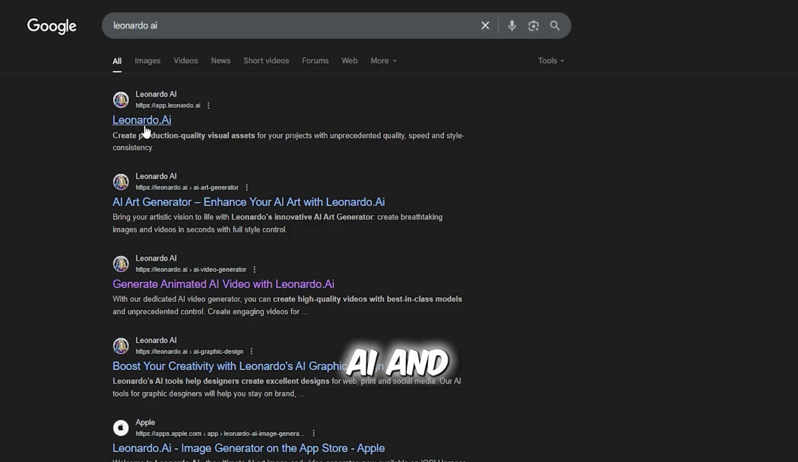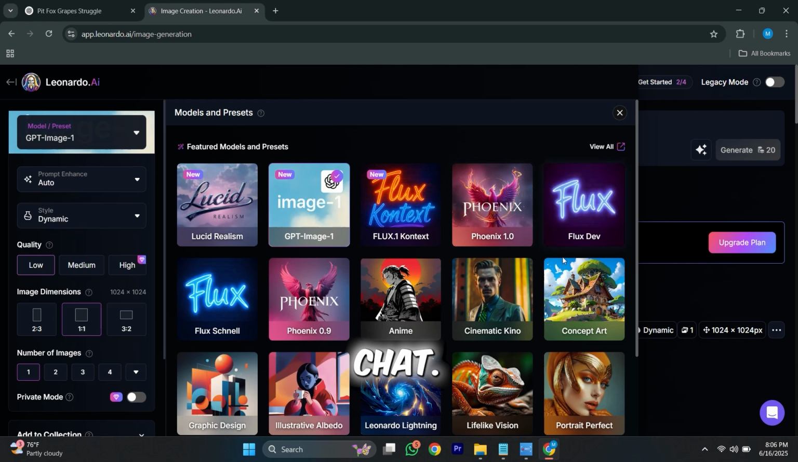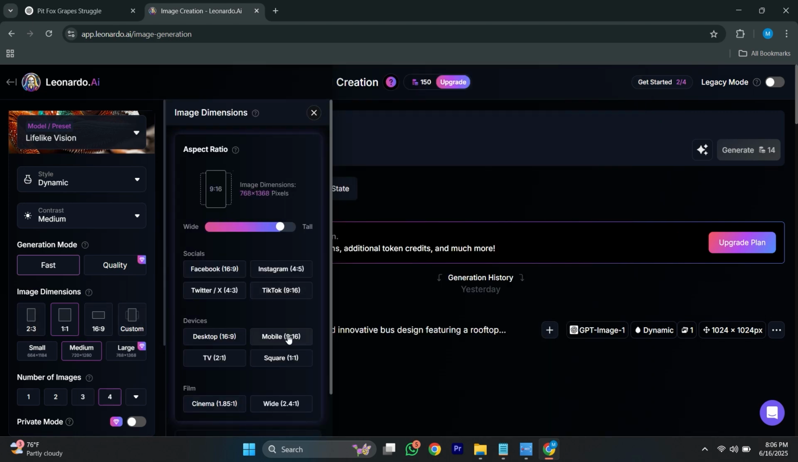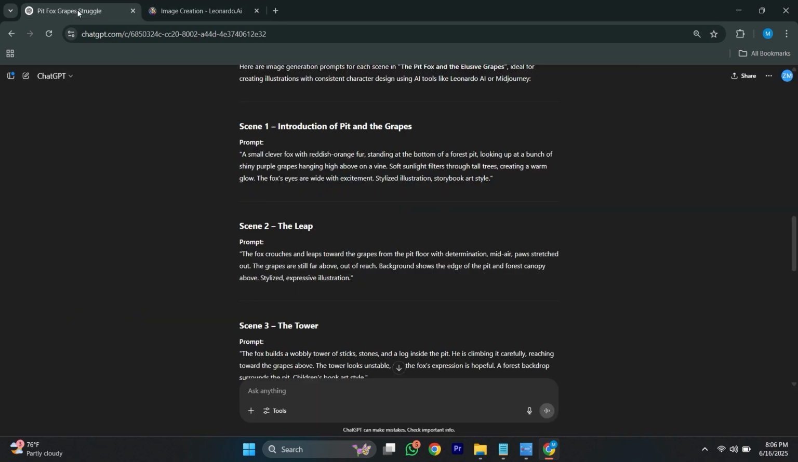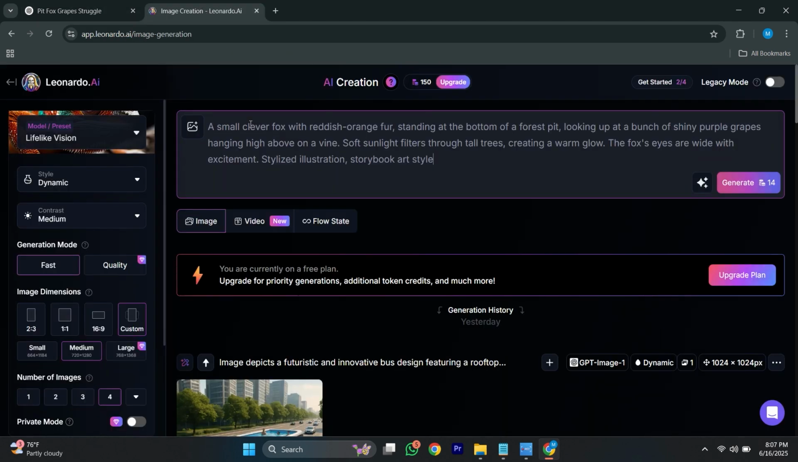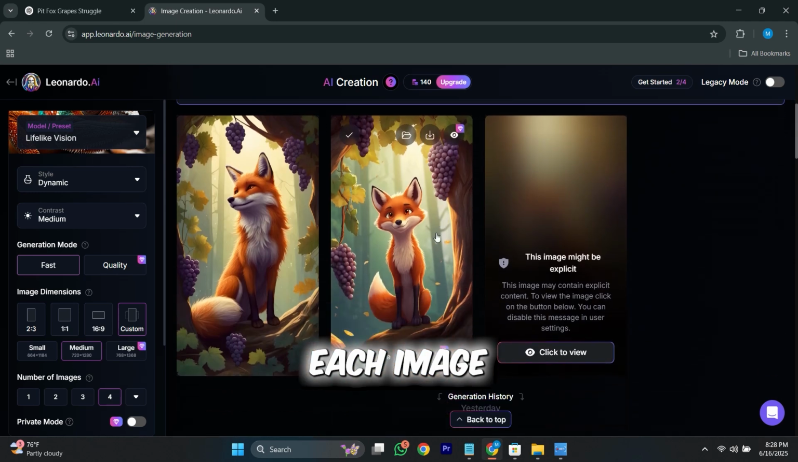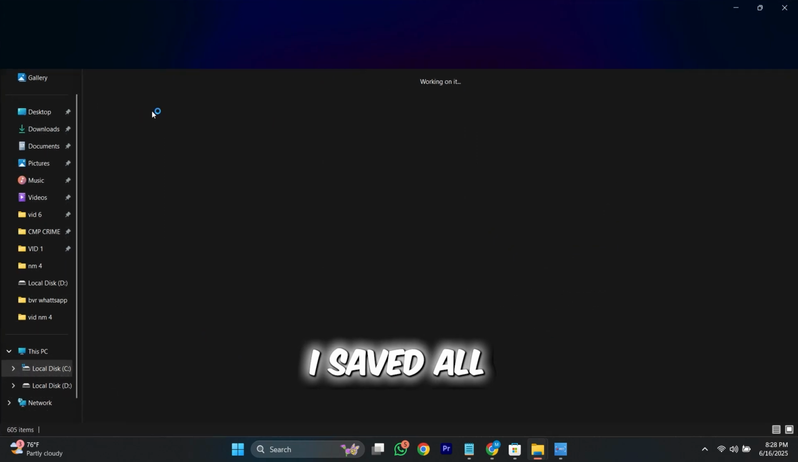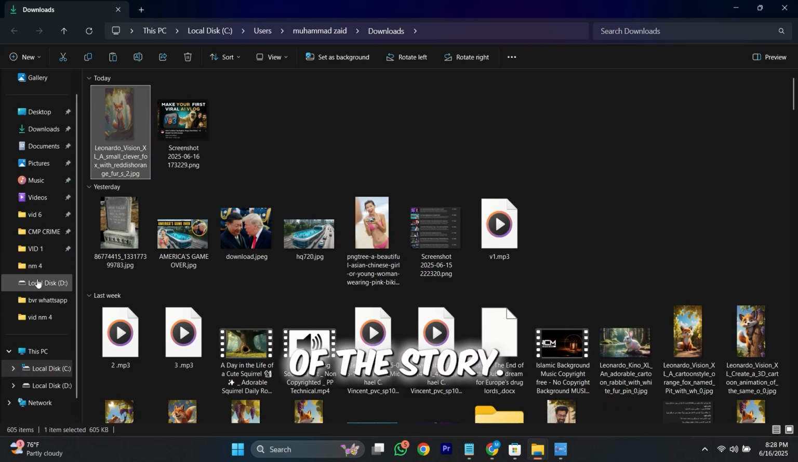Then I opened Leonardo AI and started generating images using the prompts ChatGPT gave me. Each image turned out beautifully. The fox had a consistent style, the backgrounds were rich, and the scenes matched the story perfectly. I saved all the images, one for each part of the story.